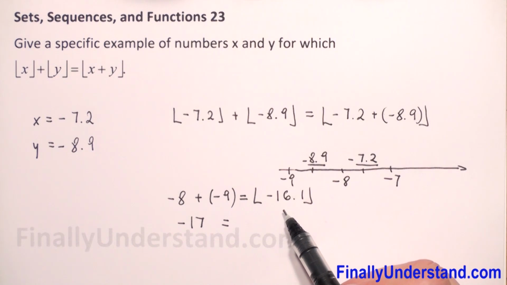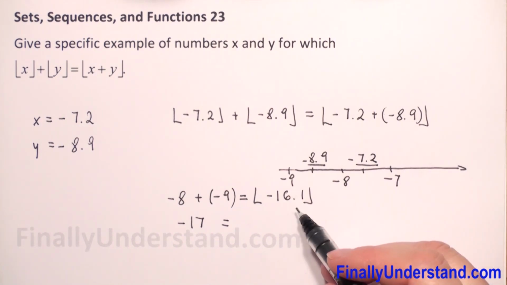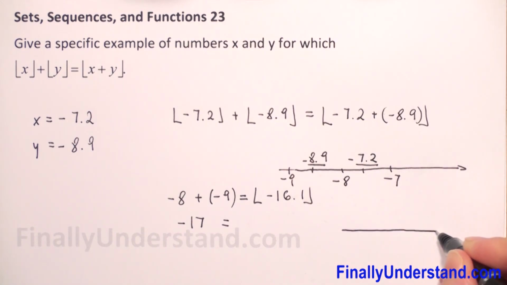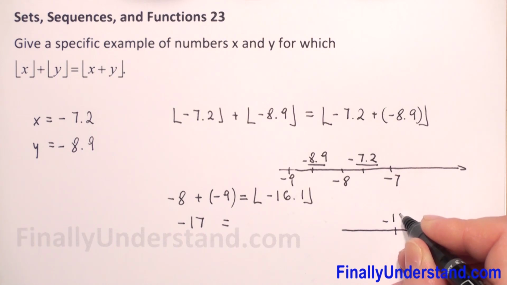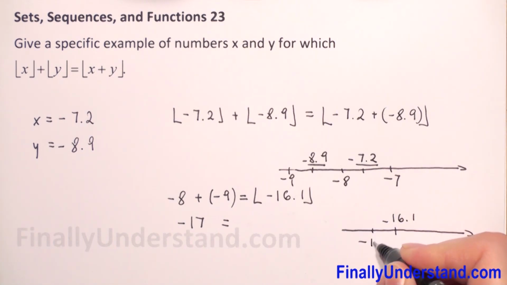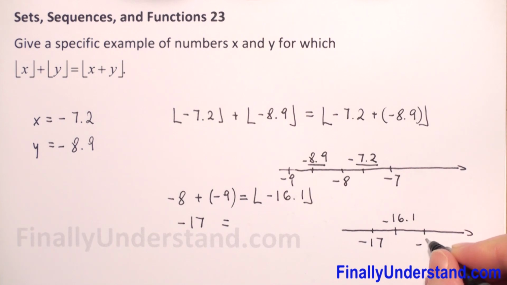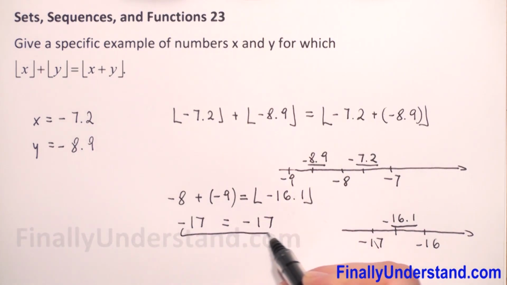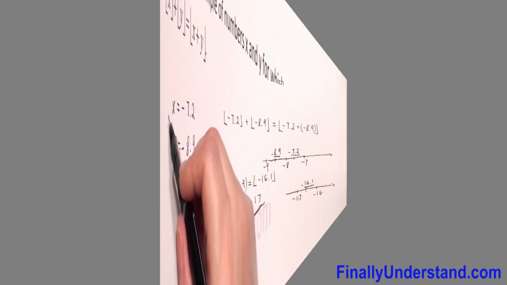And we have floor of negative 16.1. Because this number is not an integer, we have to find between which integers negative 16.1 is. It is between negative 17 and negative 16. And now when we have to find the floor of this number, we look to the left side, and the largest integer is negative 17. So this is equal to negative 17. The left side is equal to the right side. It means our example of x and y is correct.